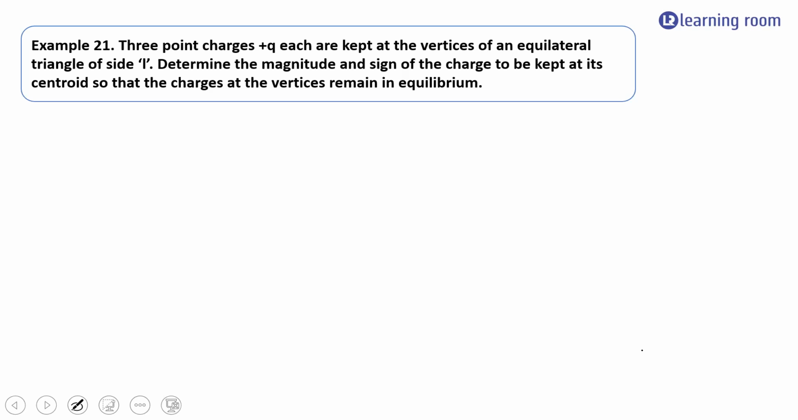Okay, this is very simple. Same problem, next, but put in a different pattern. There are 3 point charges plus Q, each kept at the vertices of an equilateral triangle of side. Determine the magnitude and sign of the charge to be kept at its centroid so that the charges at the vertices remain in equilibrium. What is it?